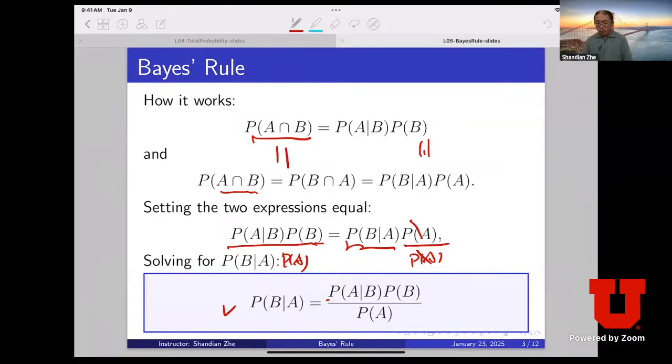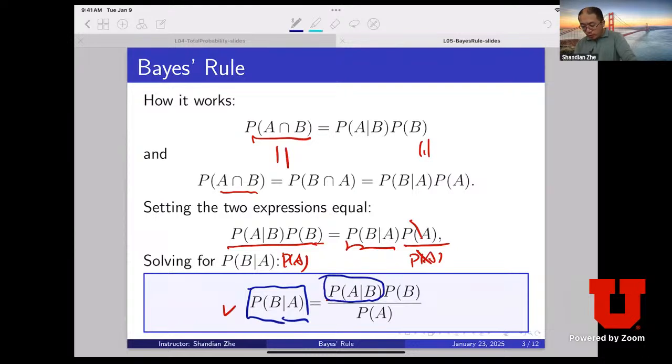So what does it mean? What interesting result does it reflect? The left-hand side is the conditional probability of B given A. The right-hand side contains another conditional probability with A and B switched in order: the conditional probability of A given B.